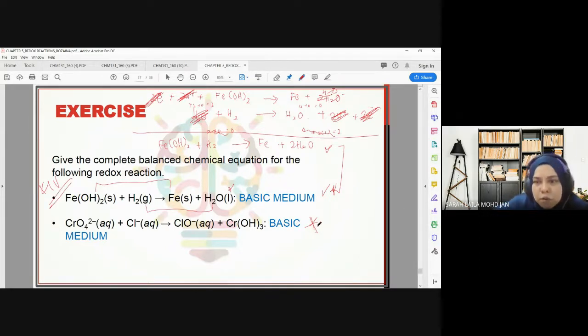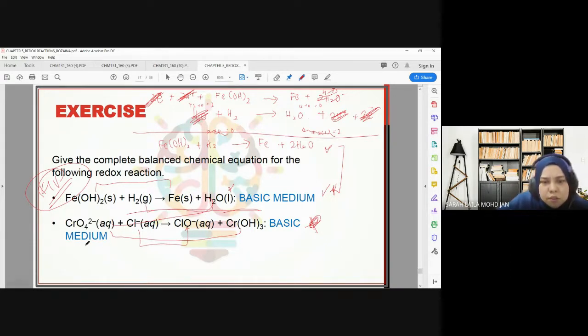Saya nak buat jugalah yang bawah ni. Sebabnya tak clear macam mana nak tambah OH selepas tu. So, I have to do the other one lah. Okay. So, first, ni KIV. Nanti saya tengok kenapa ni tak boleh buat dalam basic medium. Is it saya ada tersilap kat atas ke apa ke? Atau equation ni dah balance ke?